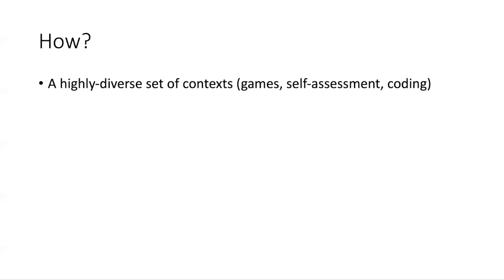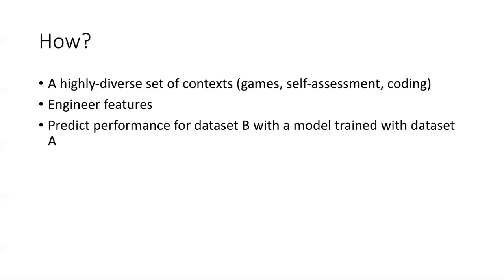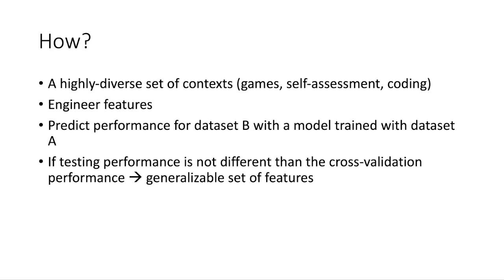Now, to achieve this goal of finding generalizable features, or finding a method to claim whether a feature is generalizable or not, we use a highly diverse set of contexts. For example, we use some games, some self-assessment tests, some debugging problems. We engineer features from the data collected from these contexts, especially facial and physiological responses. Then we trained the model on dataset A and tested it on dataset B. Based on the comparison of the training and testing performances in terms of residual error, we come up with a generalizable set of features.